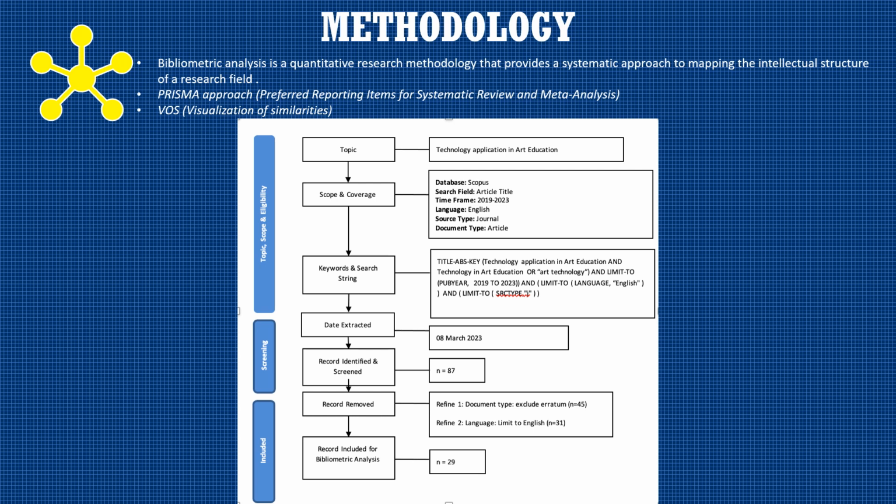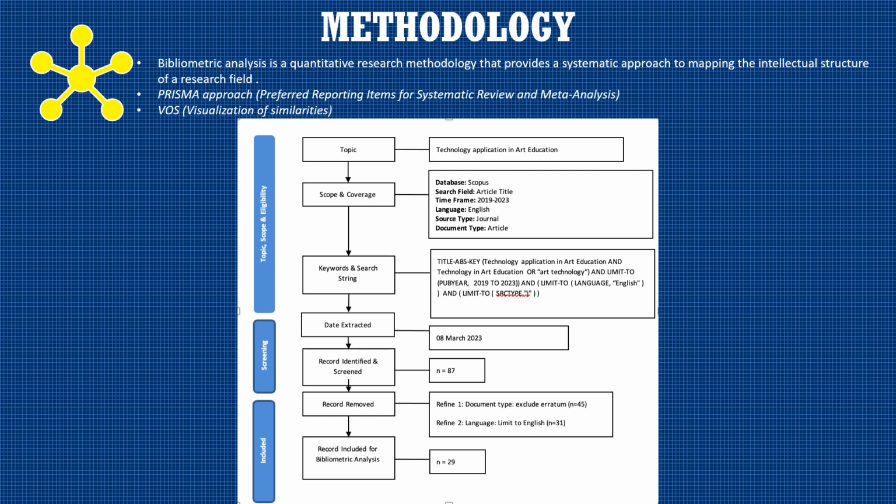The inclusion criteria refer to the specific attributes that studies must fulfill to be deemed suitable for inclusion in the review. For this study, the inclusion criteria entail the following. Number 1, publication type. The scope of the study is limited to research articles only. Number 2, period. The time frame for this study is limited to articles published from 2019 to 2023. Number 3, research field. The focus of the study is on the integration of technology in art education, and the language is English.